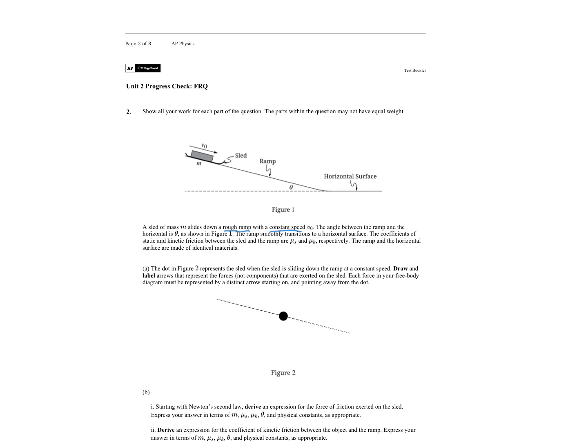All right, first one, it says the sled, when sliding down the ramp, is at a constant speed. Draw and label arrows that represent the forces, not components. Okay, so the first thing I've got is force weight. Okay, what else do I have? Friction. And since it's sliding down, we're going to actually have friction going up the ramp. Okay, I've got one more. What else is going to go on there? Normal. And the normal is going to be perpendicular to that slope. All right, so I've got force weight, force friction, and force normal.